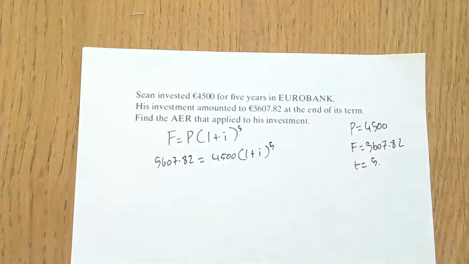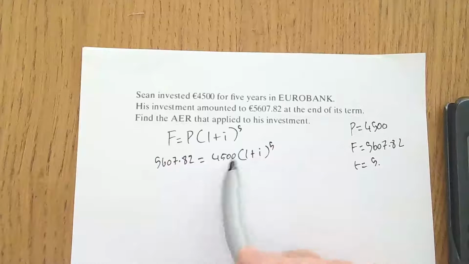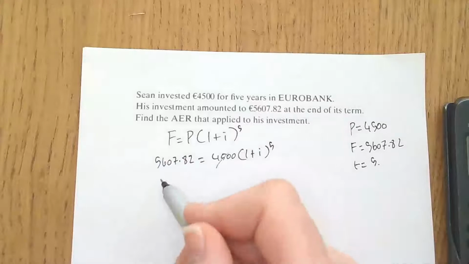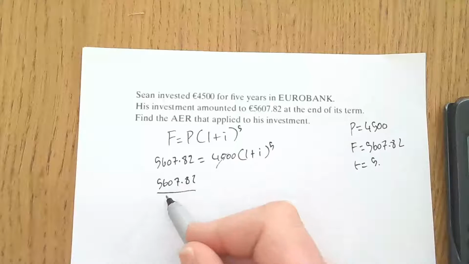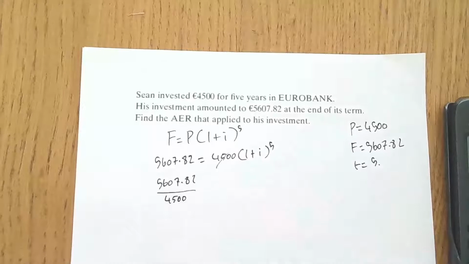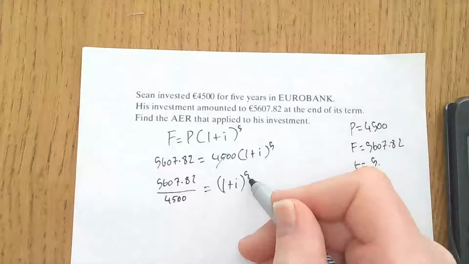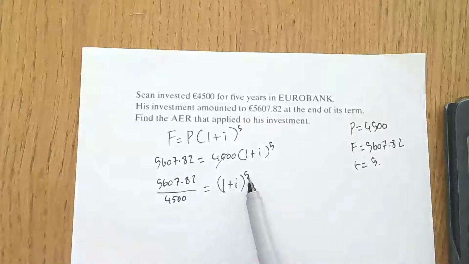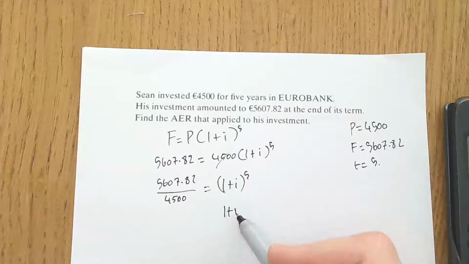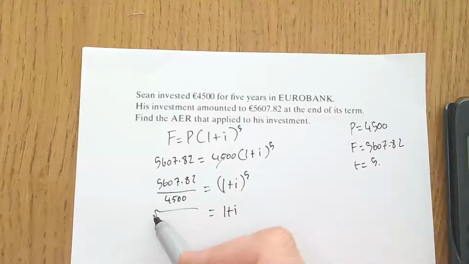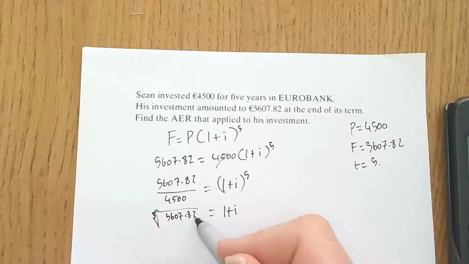So this is just a case of manipulation. Get out your friend, Mr. Calculator, and he's going to do the manipulating for us. Divide both sides by 4,500. That'll cancel that there, and you'd have 5607.82 divided by 4,500 equal to 1 plus I to the power of 5. What are we going to do next? If I want to get rid of the fifth power, I get the fifth root on this side. So that's 1 plus I equal to the fifth root of 5607.82 over 4,500.